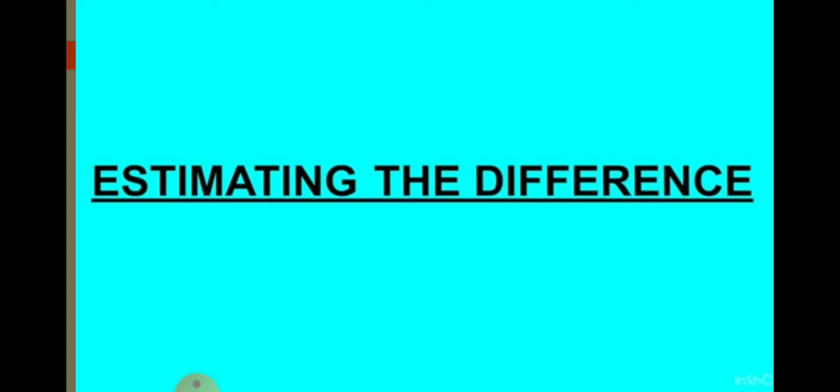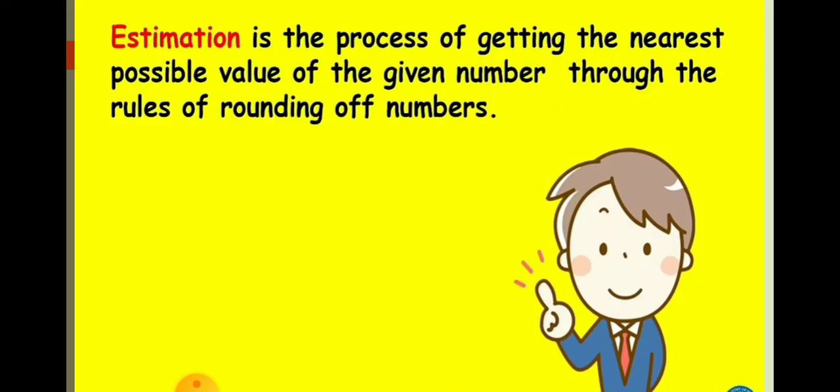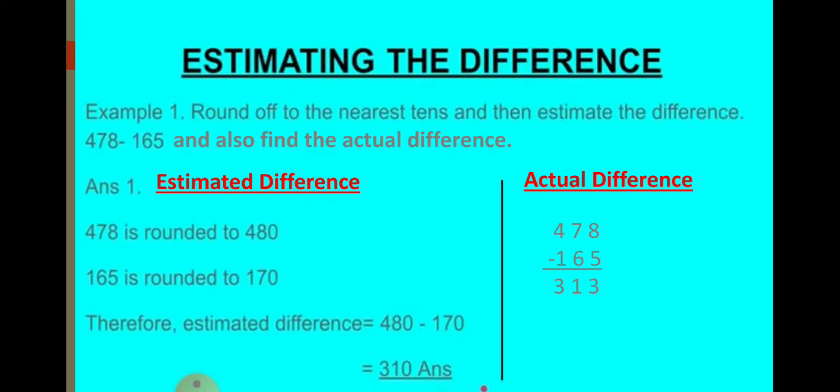Now let us have a look at estimating the difference. What is estimation? Estimation is the process of getting the nearest possible value of the given numbers through the rules of rounding off numbers. Let us see with the example. Round off to the nearest tens and then estimate the difference: 478 minus 165, and also find the actual difference. So let us find the estimated difference.